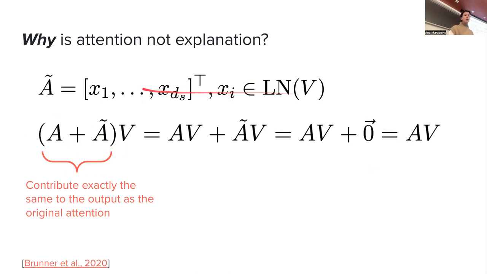And this comes from the fact that the value matrix's null space is not empty. So you can take vectors from its null space, place them as rows in your new attention matrix, add it to your original attention matrix, and you will get the exact same outcome when multiplied with the value matrix, because anything that's in the null space of the value matrix, multiplied with the value matrix, will give you zero by the definition of the null space.